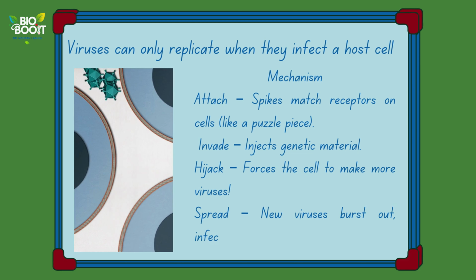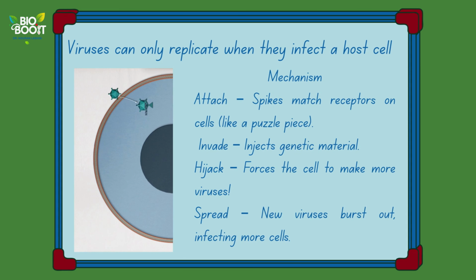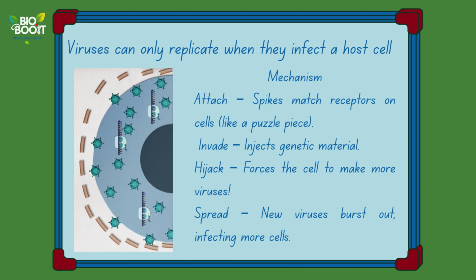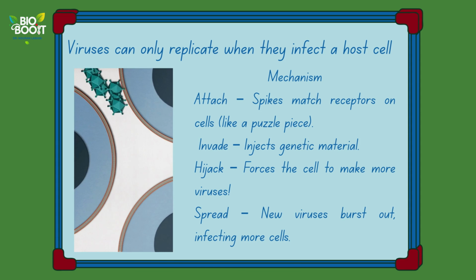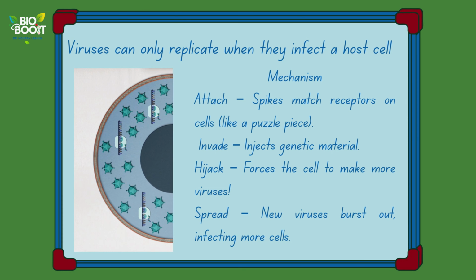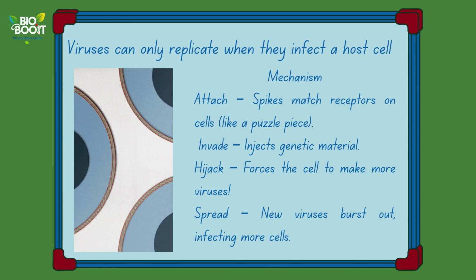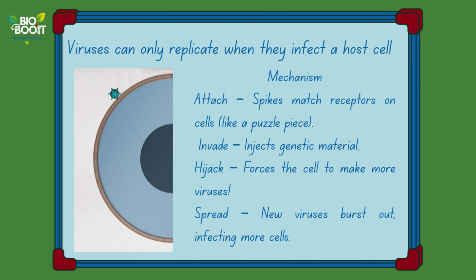3. Hijack. This is the clever part. The virus sneaks into the cell's control room and shouts, "Stop what you're doing. Your new job is to follow my instructions." The poor cell is now forced to use its own energy and machinery to read the viral RNA and build hundreds of new viruses. 4. Spread. Once the cell is packed full of new virus particles, they burst out. This often destroys the cell. Now, all those new viruses float off to find new cells to infect, and the cycle starts all over again.